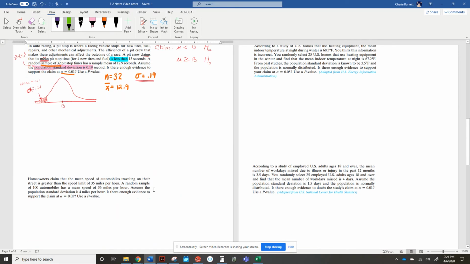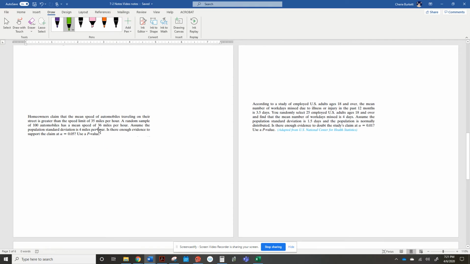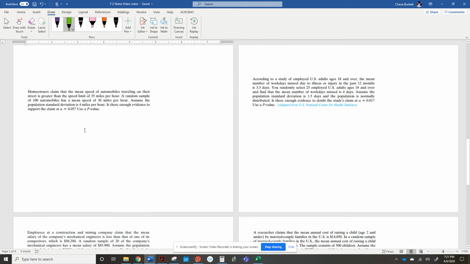So where are we? We just finished that problem right there. Okay. So a homeowner claims that the mean speed of automobiles traveling on their street is greater than the speed limit of 35. Okay. So there's our claim. We've got our claim right here. Claim that the mean, there's the average, is greater than 35.